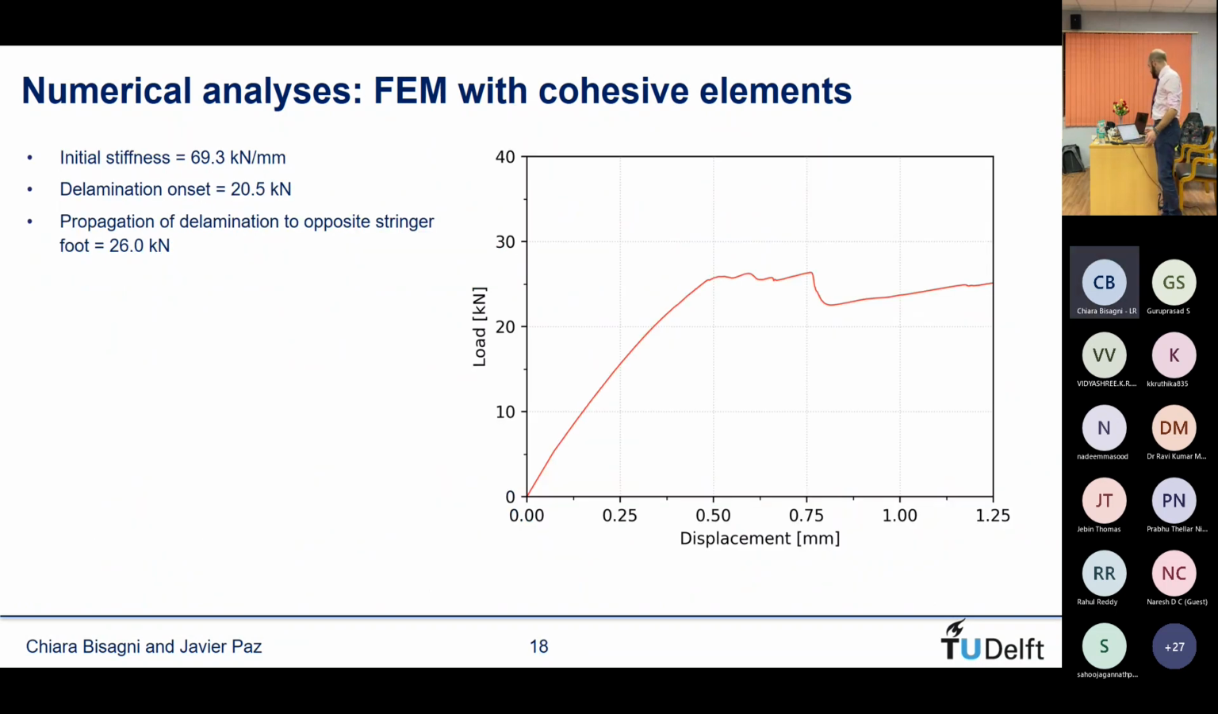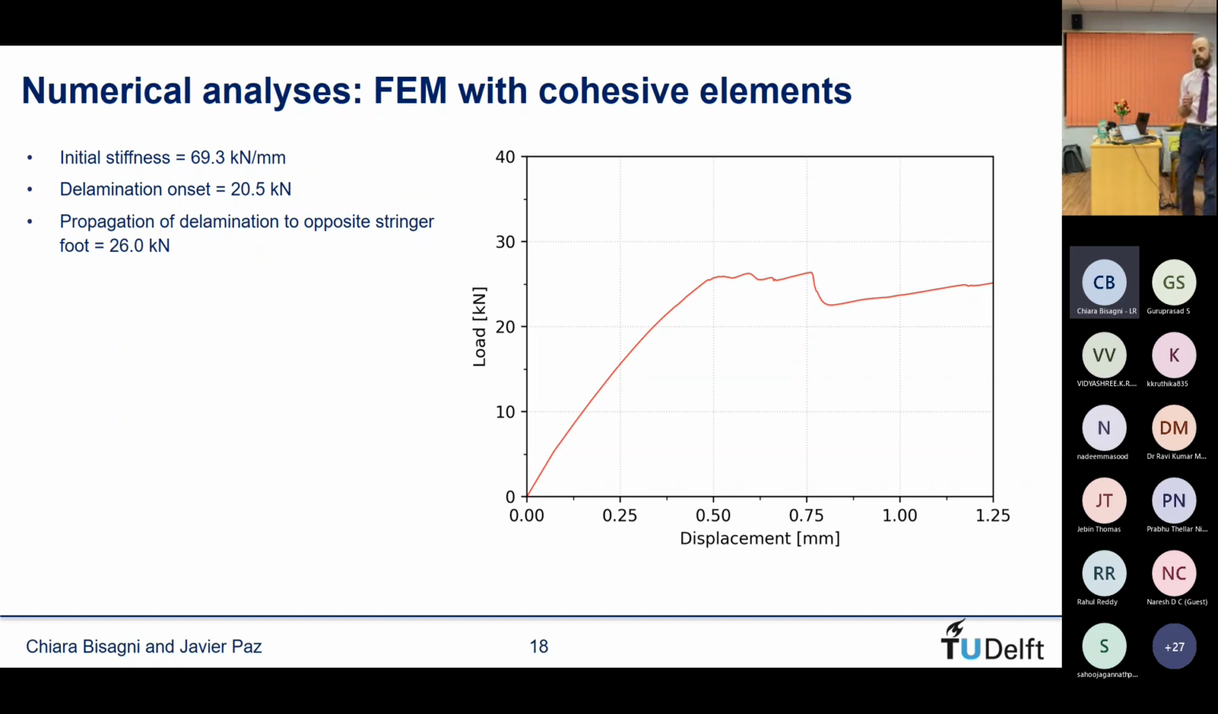And this is the result, the force displacement result from this analysis. Now I put these values here, I will go over it now. So we get an initial stiffness of almost 70 kilonewtons per millimeter, which is very close to what we got from the previous model without the cohesive elements. And then to study how the skin and stiffener separate, we look at a few different events.